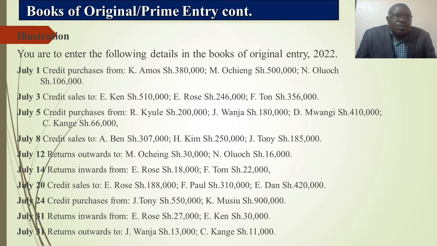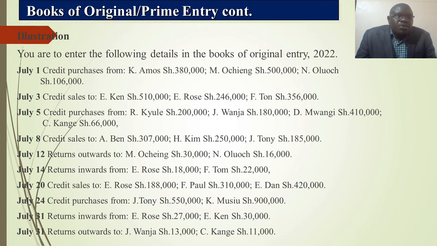D. Mwangi, 210,000 shillings, and C. Kange, 66,000 Kenya shillings. On July 8th, credit sales to A. Ben, 307,000 Kenya shillings, H. Kim, 250,000 Kenya shillings, and J. Tony, 185,000 Kenya shillings.